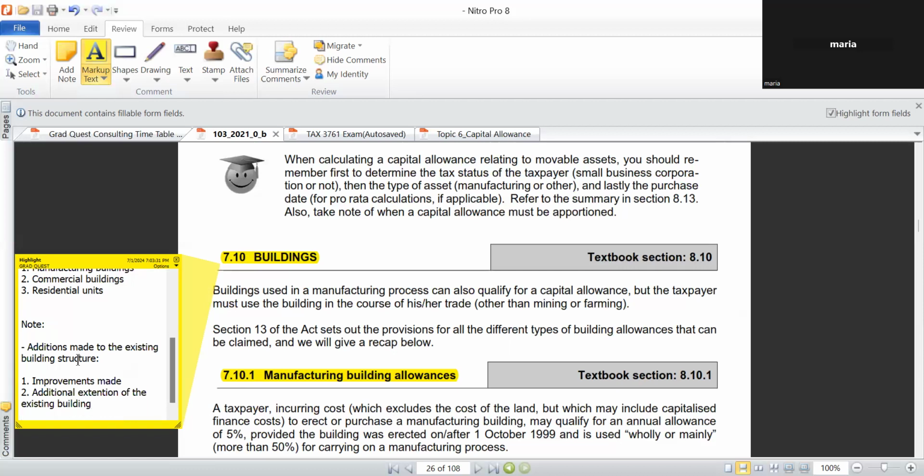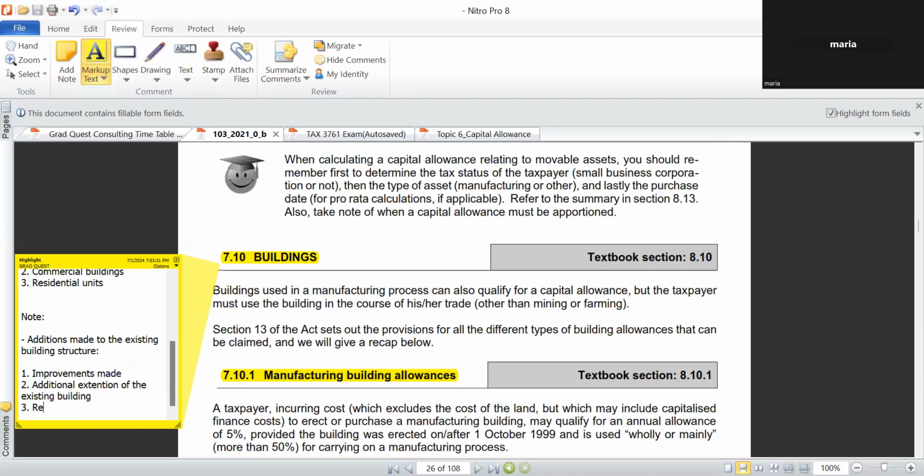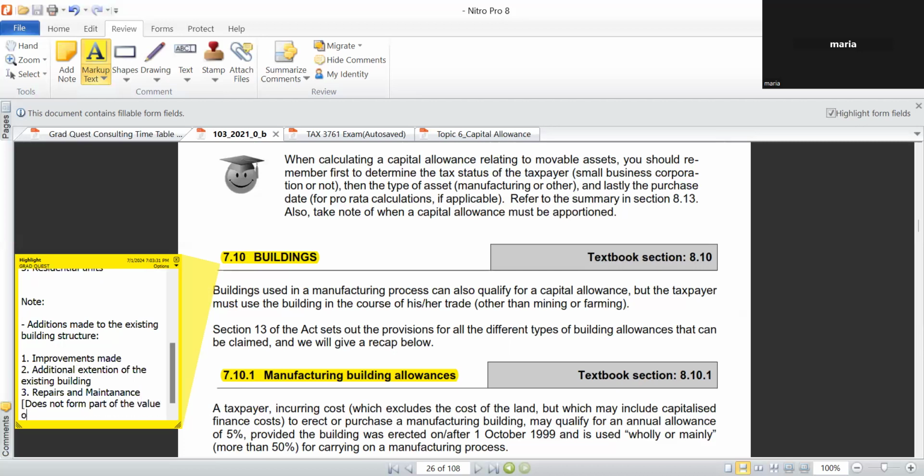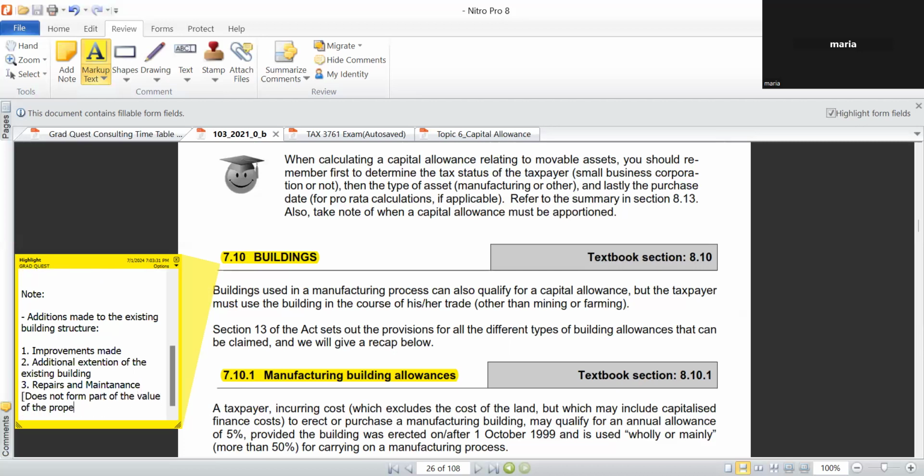All right. There are things that you come across. They can also tell you there were repairs and maintenance that took place. Now, guys, repairs and maintenance does not form part of the value of the property. So in other words, when you're calculating the value of the building, you don't add repairs and maintenance to it.